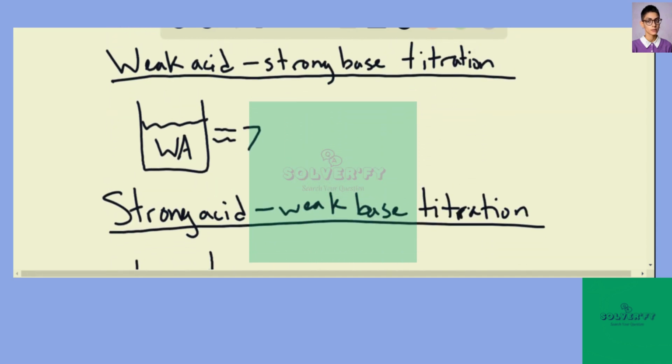So then for the weak acid to strong base titration, the solution consists of the cation of strong base and the anion of the weak acid. So the strong base cation does not react with water. The anion of the weak acid acts as a weak base and accepts a proton from water and yields hydroxide. Hence, this solution is basic at equivalence point.